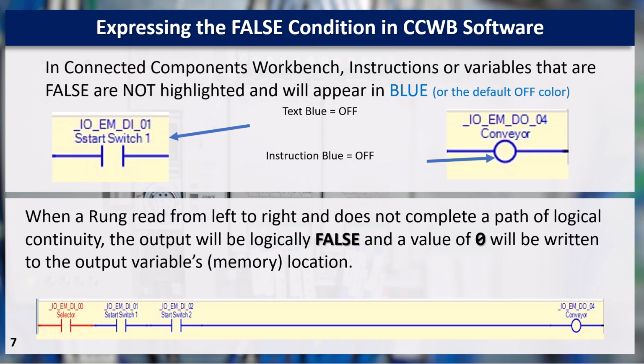In Connected Components Workbench, instructions or variables that are false are not highlighted and will appear in blue or the default off color. When a rung is read from left to right and does not complete a path of logical continuity, the output will be logically false and a value of 0 will be written to the output variable's memory location.